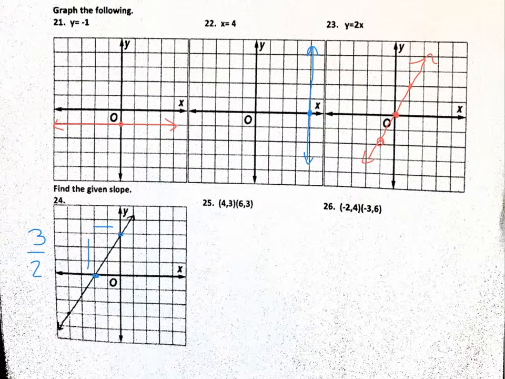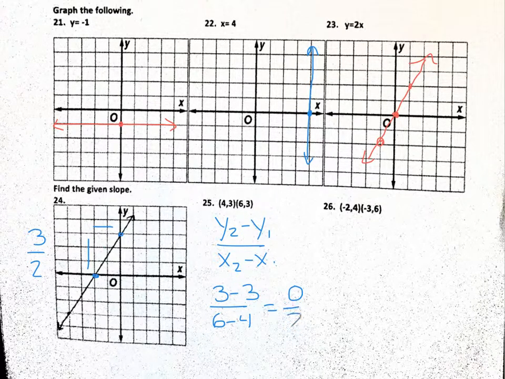25 and 26, they don't give you a graph, so you need to use the equation. And the equation is y2 minus y1 over x2 minus x1. So we're going to go ahead and we have 3 minus 3 over 6 minus 4, which is 0 over 2. 0 divided by anything is 0.